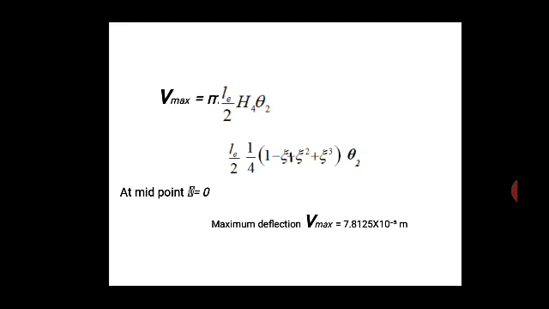Here we consider the Hermite shape function H4 as 1 by 4 into (1 minus zeta minus zeta squared plus zeta cubed) into theta 2. At the midpoint there is the maximum displacement from theta 2. Therefore, the maximum deflection at the midpoint is 7.8125 into 10 raised to minus 5 meters. This is it. By using the Hermite shape functions, we have solved the problem and determined the maximum deflection at the midpoint.